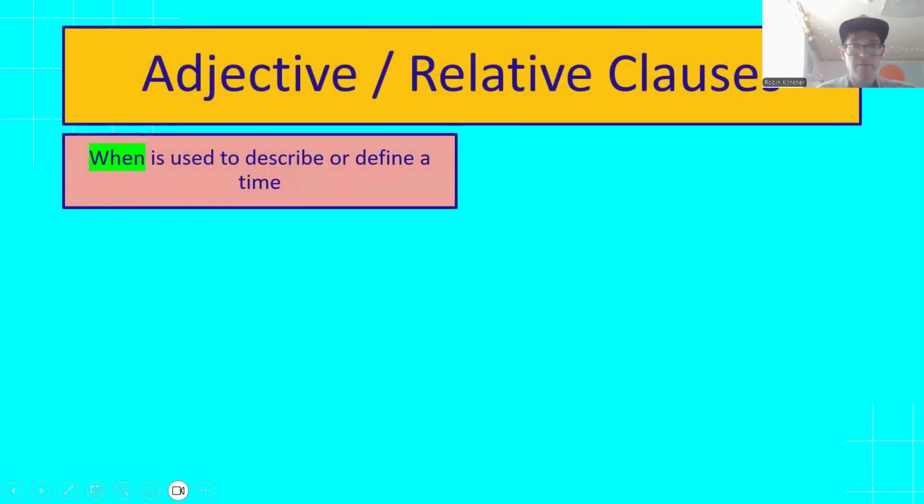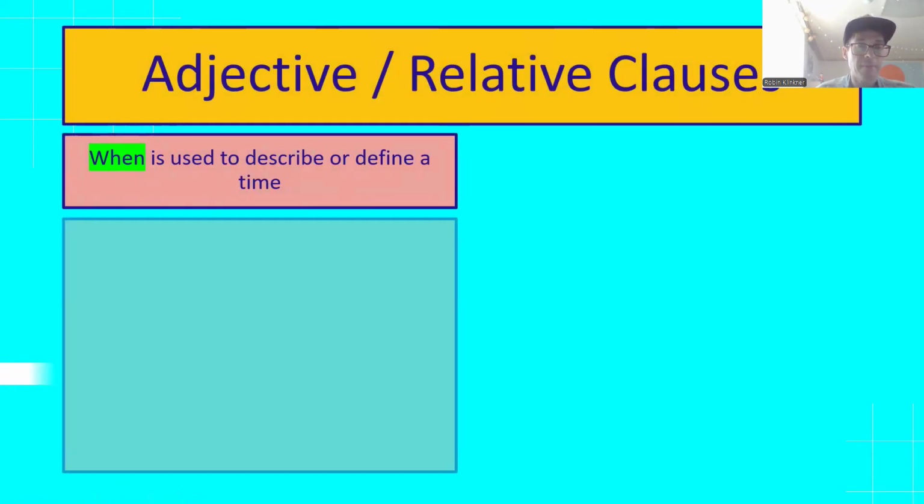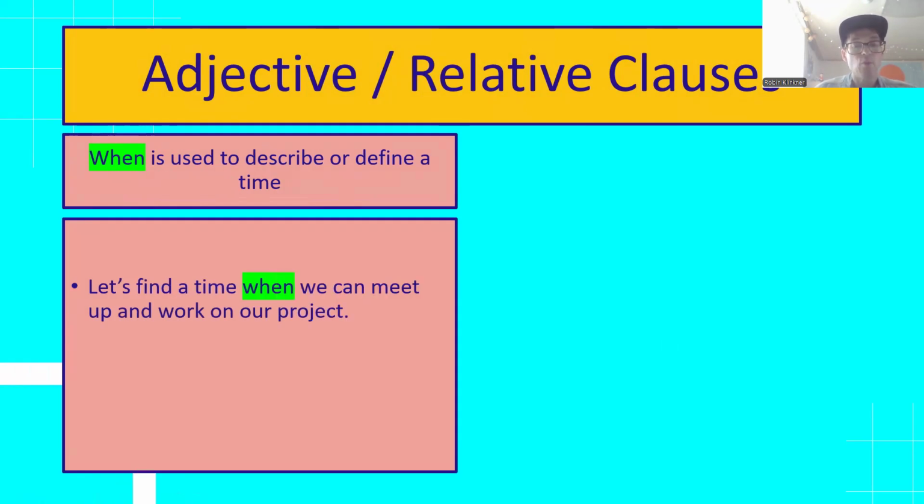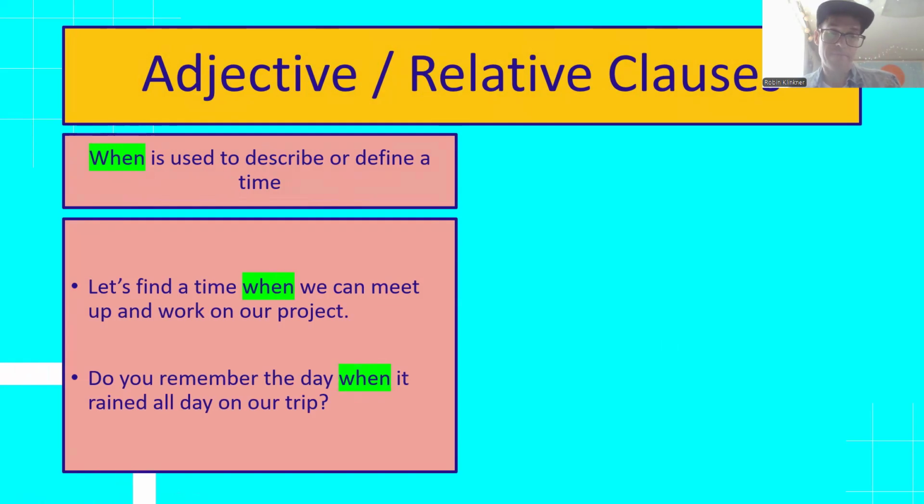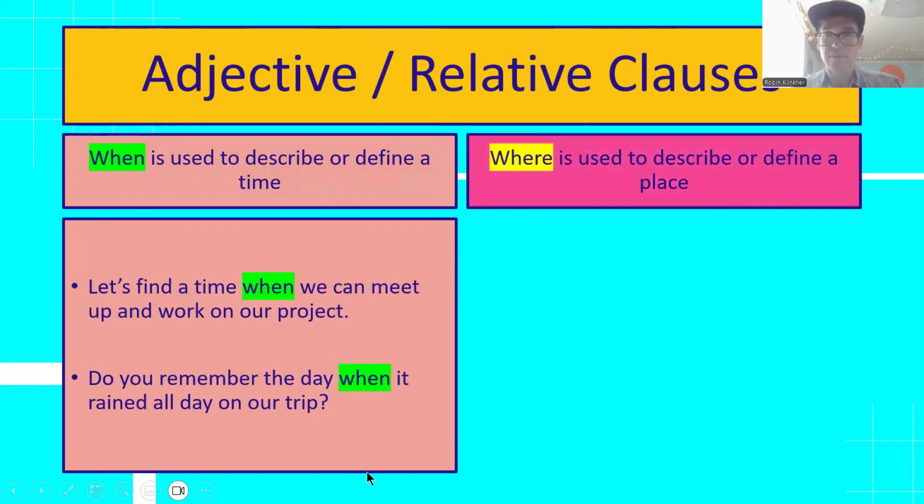Of course, when is used to describe or define a time. Let's find a time when we can meet up and work on a project. Do you remember the day when it rained all day on our trip? If you just said, do you remember the day? Someone's like, what day? When it rained all day on our trip. Ah, you specified which day.